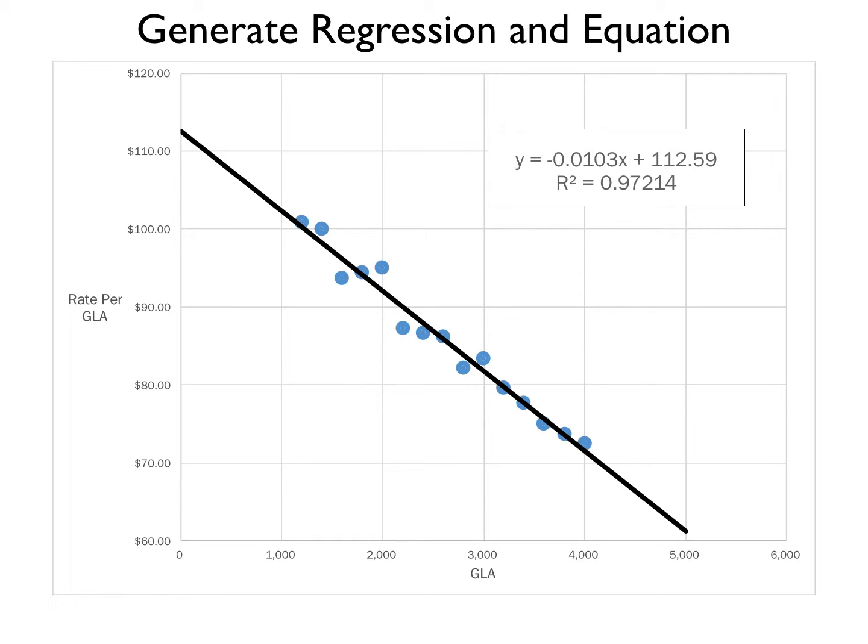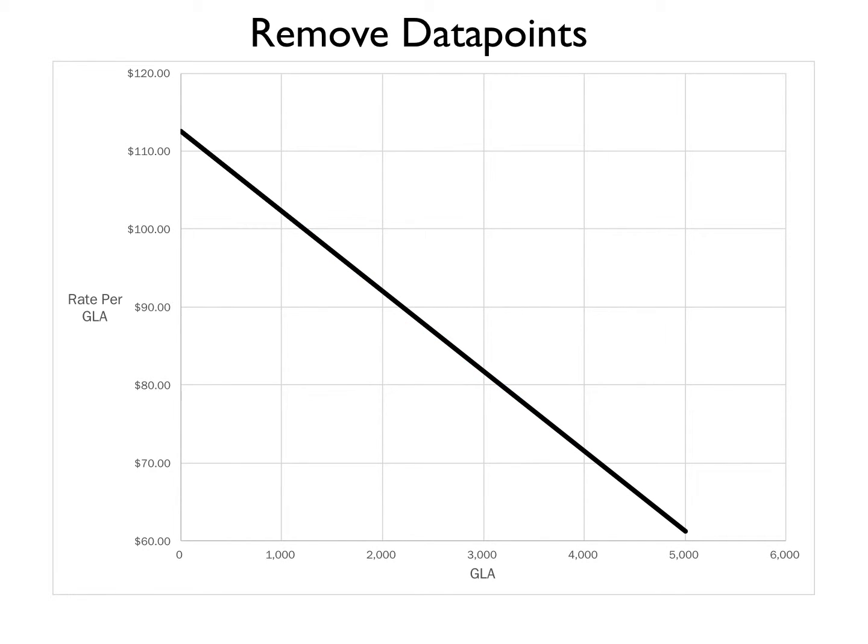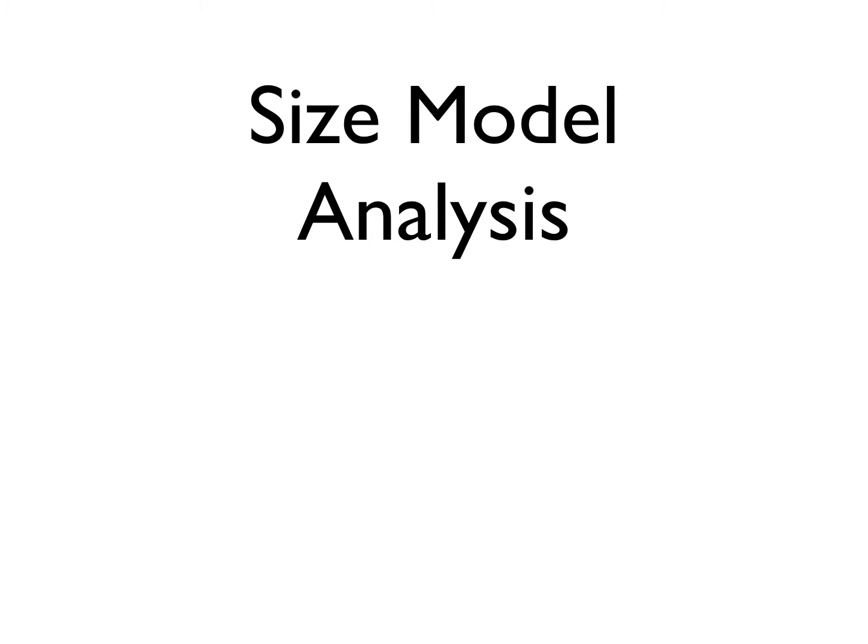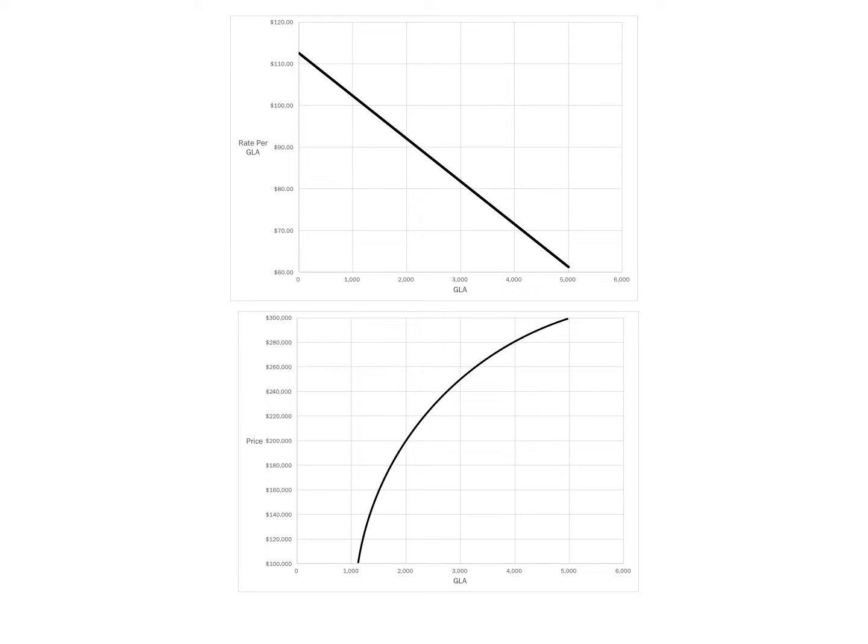Let's just remove the actual plots from the sales, and so we just have the line, the regression line, and the grid. So the first thing that we can do is a sales model analysis, and in this case we just display our graph along with the price graph. And remember, the price graph is actually generated from this rate per gross living area graph. We're just multiplying the rate times the size, and that produces our price graph.